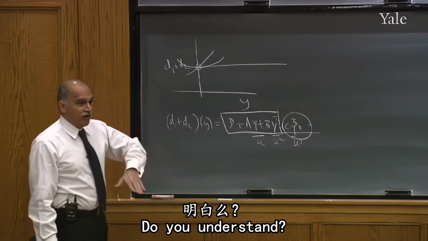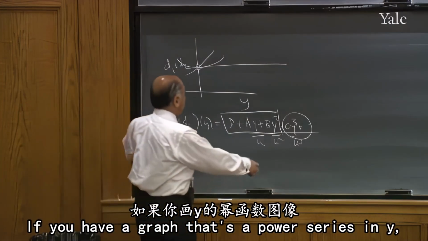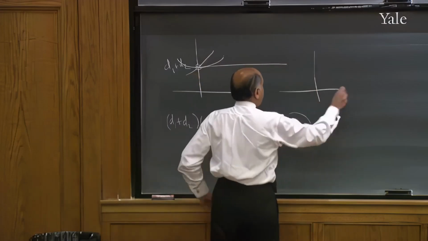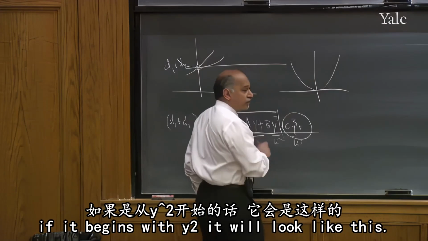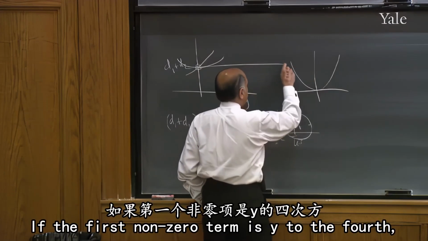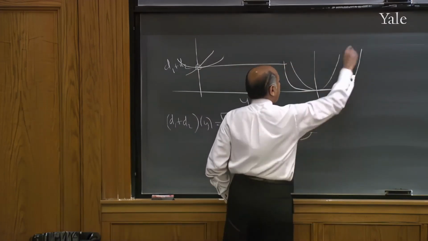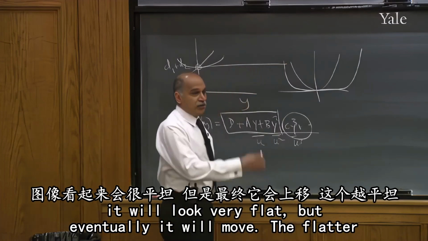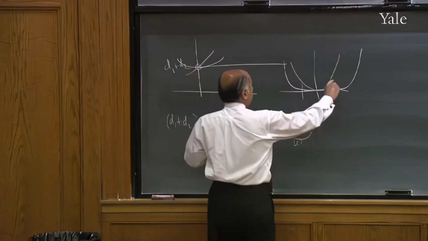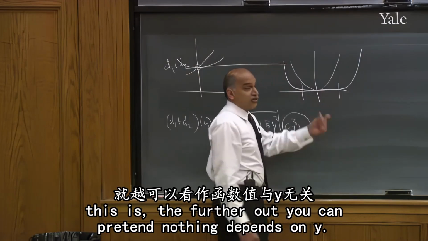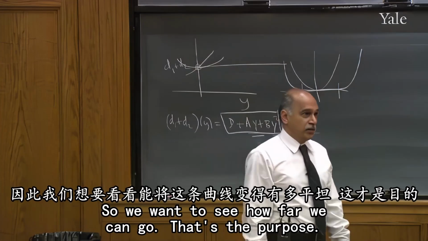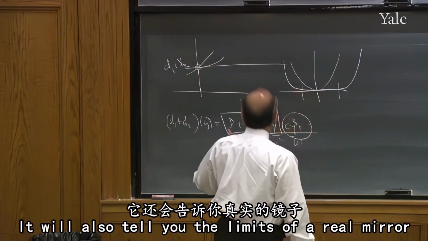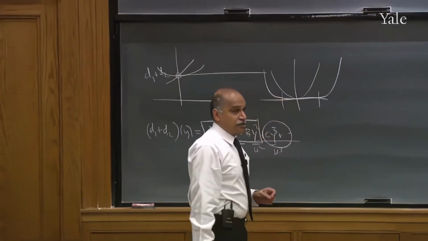Do you understand? If you have a graph that's a power series in y, if it begins with y squared, it will look like this. If the first non-zero term is y to the fourth, it will look very flat. But eventually it will move. The flatter this is, further out you can pretend nothing depends on y. So we want to see how far we can go. That's the purpose. It'll also tell you the limits of a real mirror for a real object.